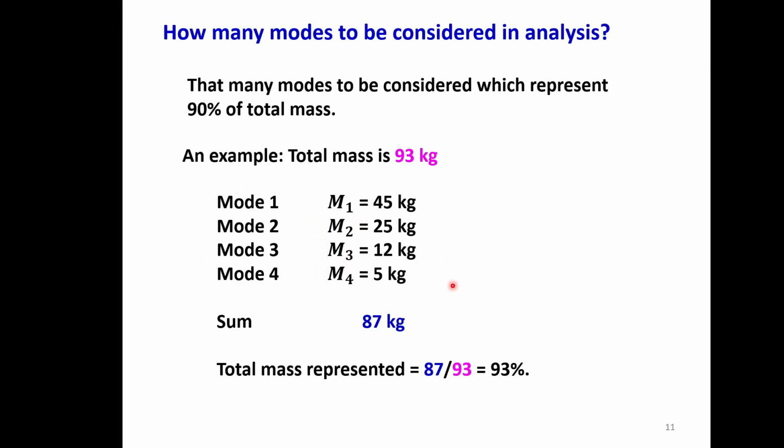Now why not all n mode shapes? Because then the computation will be difficult, time taking and complex. So to avoid complexity and computational time, we want to reduce the number of modes to be considered in the analysis, and for design purpose this is the prescription of the Indian code.